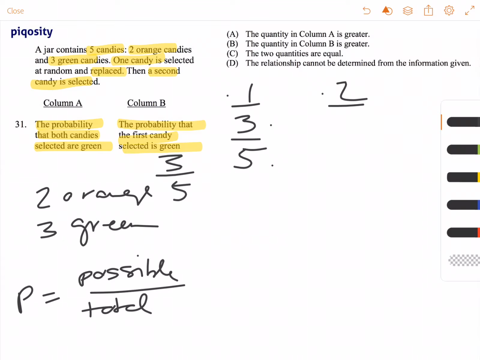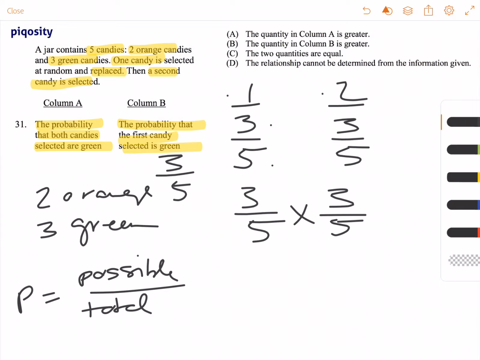For column A, we're saying that both the candies selected are green. Now the candy was put back, so for the first instance, 3 out of 5 is the probability for the first pull that the candy is green. On the second pull, it's the same thing, 3 green out of 5 total. Now, the operation that takes place between these two is not addition, nor subtraction, nor division. You multiply these outcomes. Multiplying across gives you 9 out of 25.